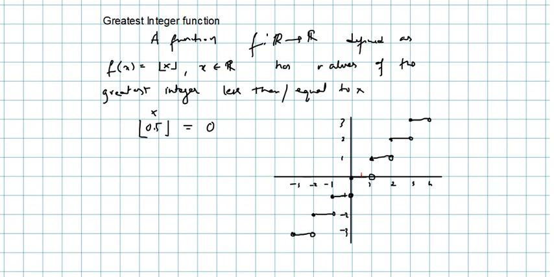Similarly, if I give you another value, let's say I give you minus 4. What is the greatest integer less than or equal to x? Here minus 4 itself is an integer and it is equal, so less than or equal to. So here it would be minus 4 only.